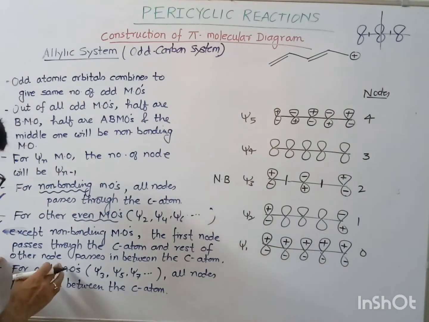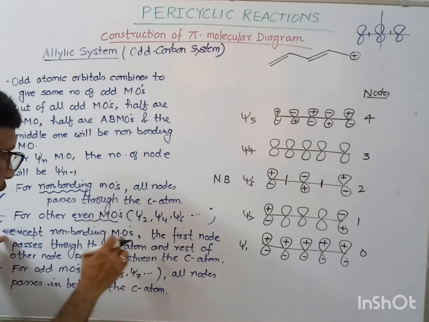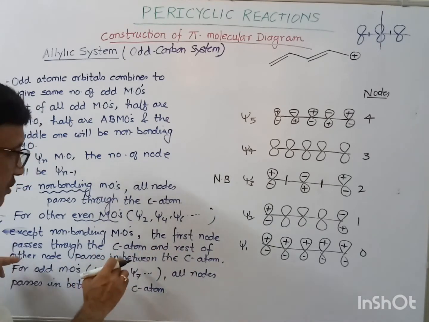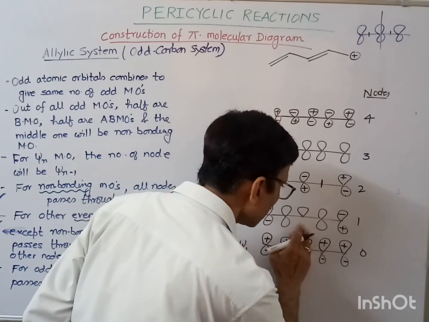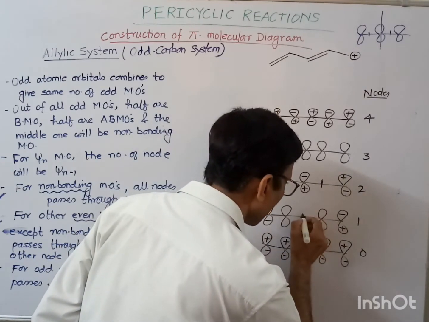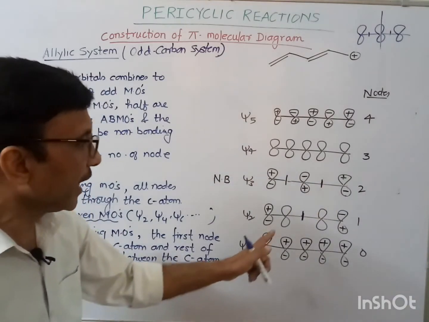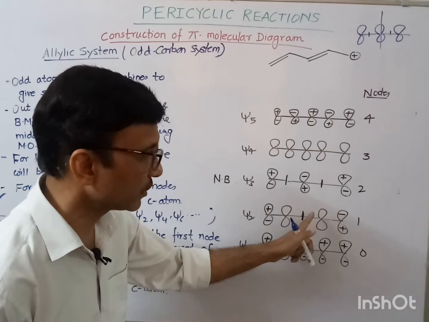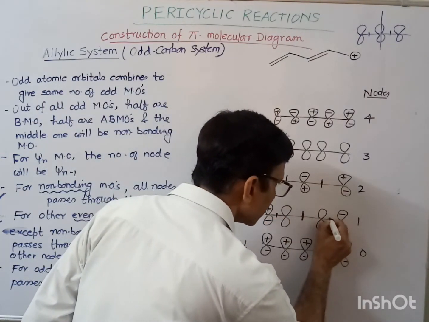And what is the rule for this even molecular orbital? Okay, the first node passes through the carbon atom, and the rest of the nodes pass in between the carbon atoms. So the first node should pass through the carbon atom. And next node, we cannot write the next node over here, this one or this one. So the next node will come, no doubt, at this place.